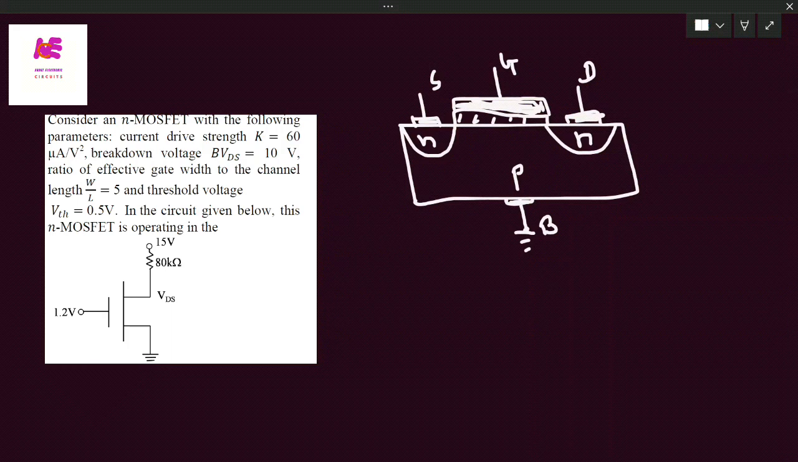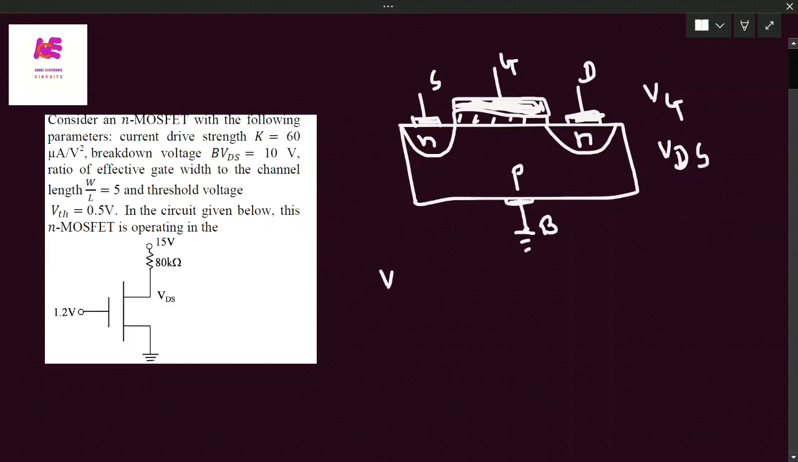Now see what happens. Initially the MOSFET is in off state, which means that VG is nothing but the gate voltage, and VDS is nothing but the voltage which is applied between the drain and source terminals. So we have to consider first of all these two voltages: VG which is applied at the gate terminal, and VDS, that is the voltage between drain and source terminal.